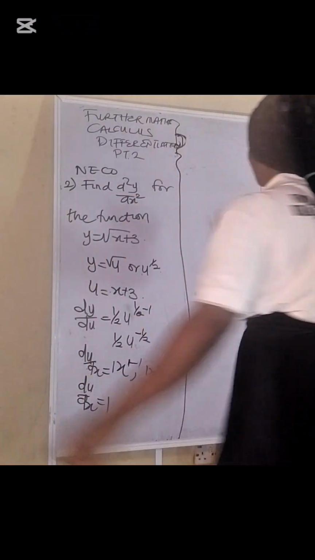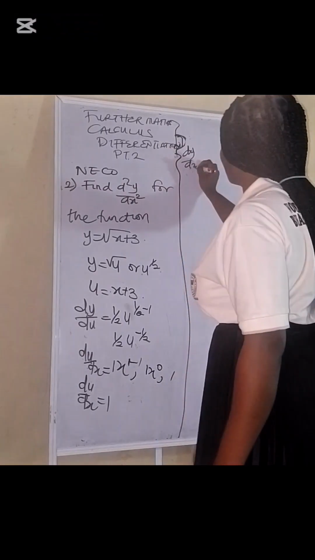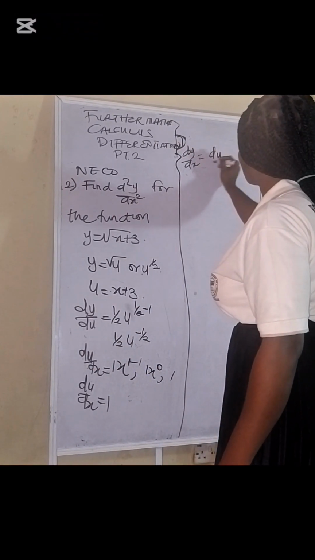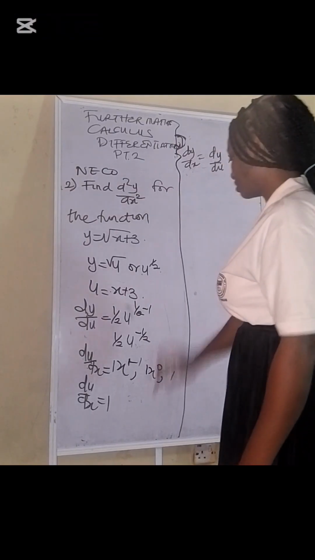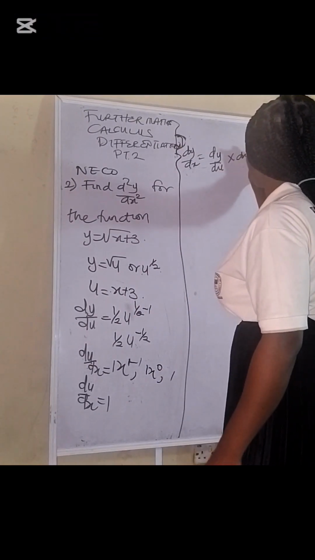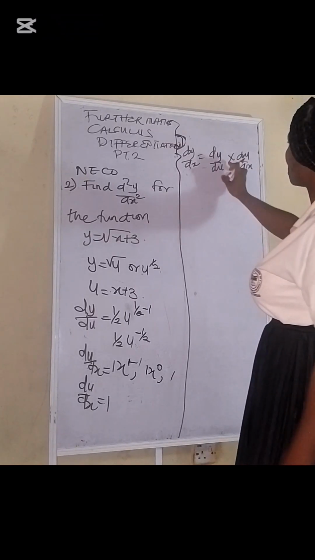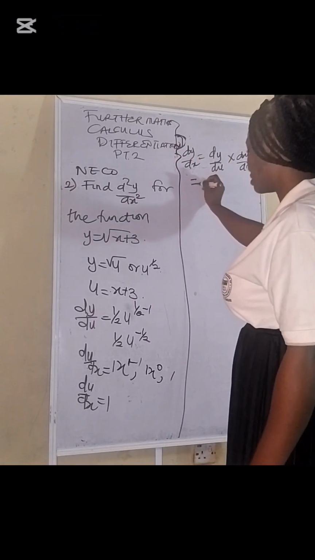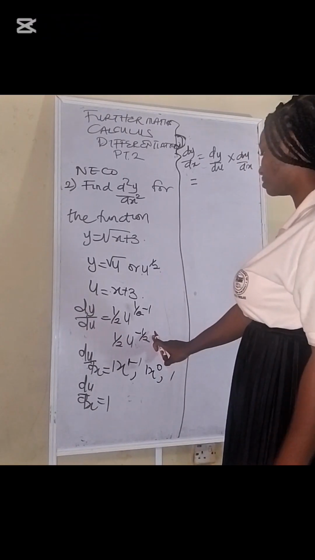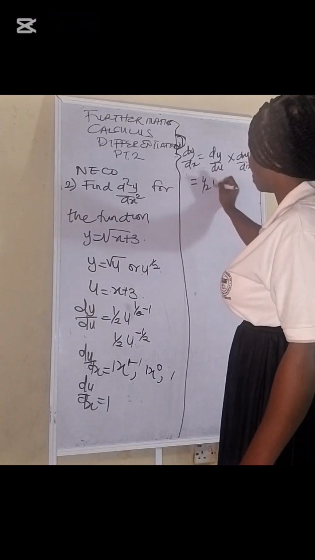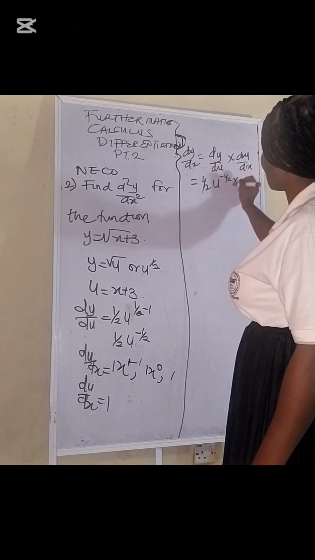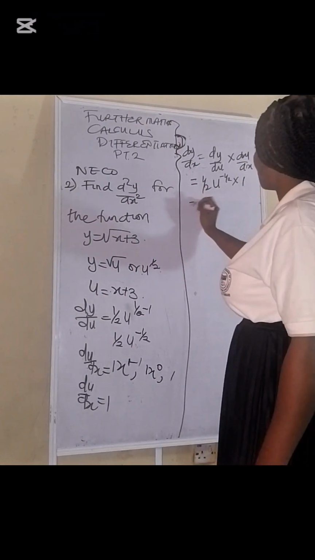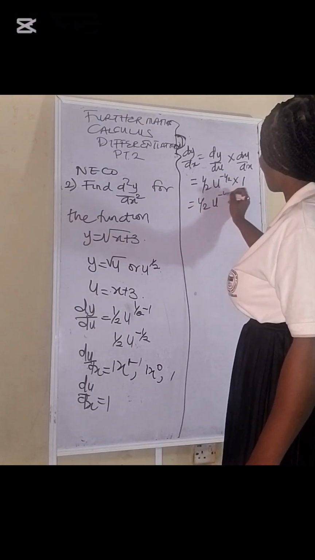So now let's get dy/dx. So dy/dx will now be dy/du times du/dx. So as I've said earlier, once you cut this one, you get your dy/dx back. Do you understand? So now what is our dy/du? Our dy/du is this one, half u to the minus 1 over 2, times, what is our du/dx? du/dx is 1. So we now have half u to the minus 1 over 2.